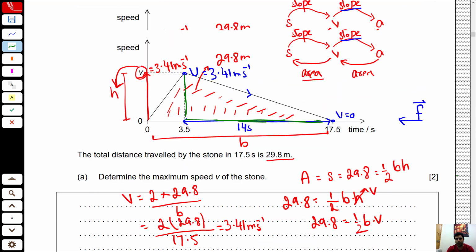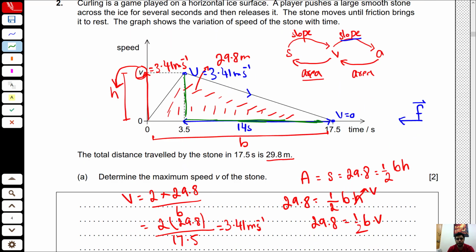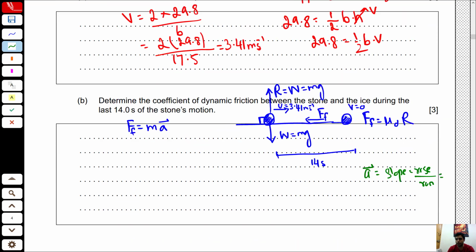So if you look at the graph, how much is the rise? This much is the rise. How much is the rise? Go from 0 to 3.41, so it's 3.41. And how much is the run? This is the run, so the run is actually these 14 seconds. So it's 3.41 divided by 14.